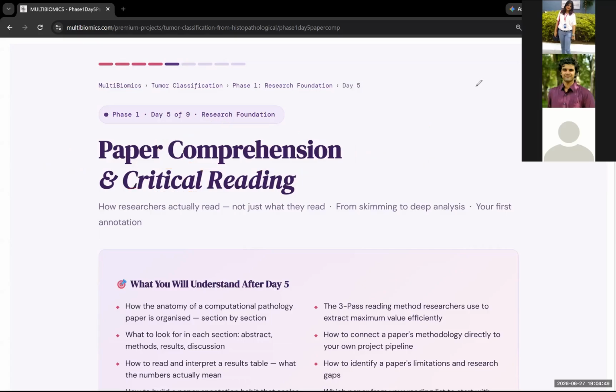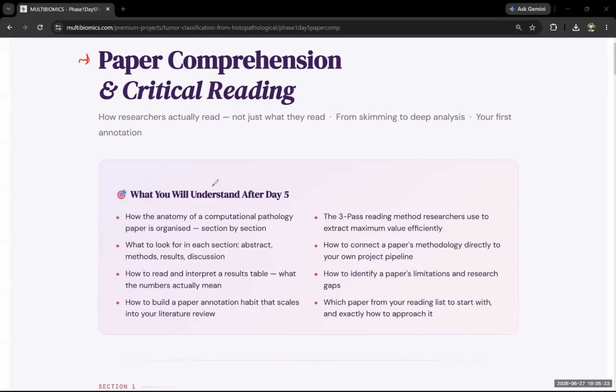Okay. So in today's class, what we are going to do is understand the anatomy of, in fact, any paper, not only a computational pathology paper, but any paper in general, how they are organized section by section. So once you read, you would have understood, okay, this is the critical method. It will be helpful in future projects also.